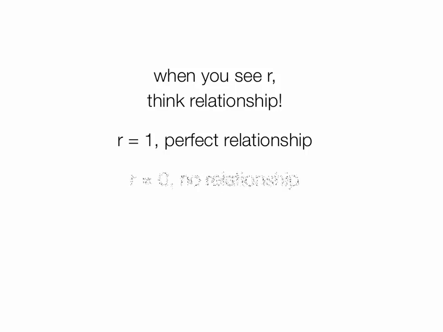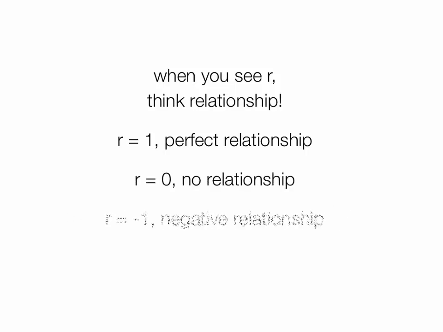So when you see R, think relationship. R is equal to 1, it's a perfect relationship. If R is equal to 0, there's no relationship at all. And if R is equal to -1, there's a negative relationship. R moves from -1 to 1. That's the range of R.